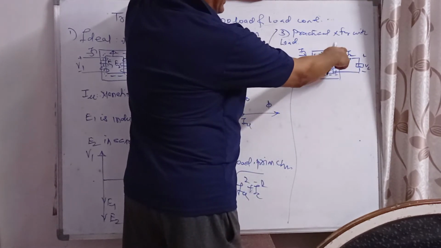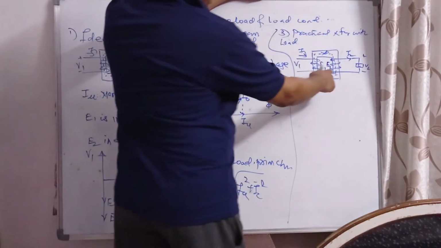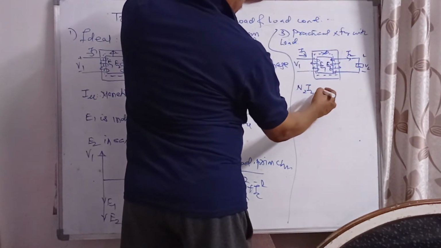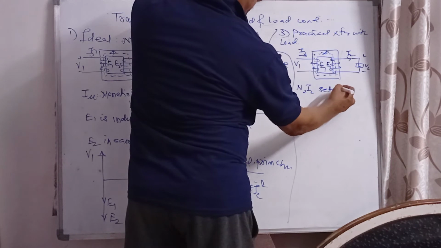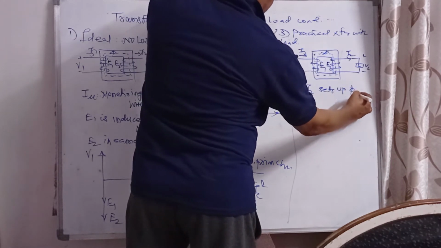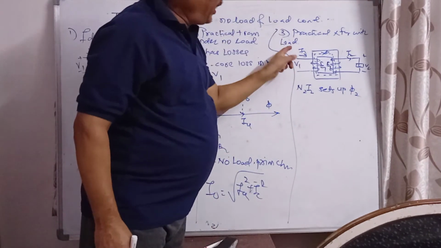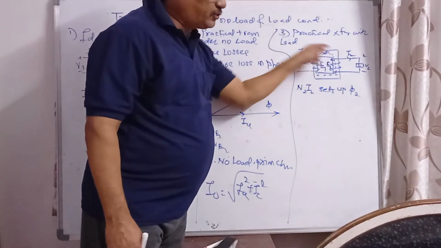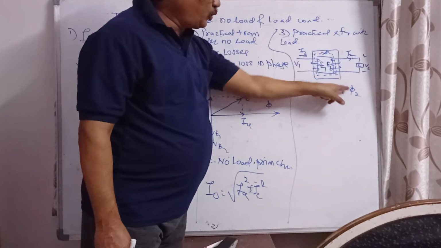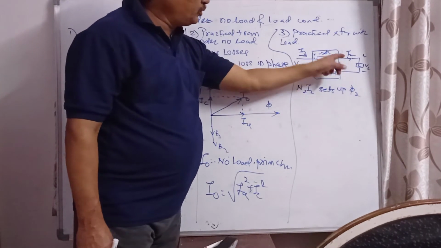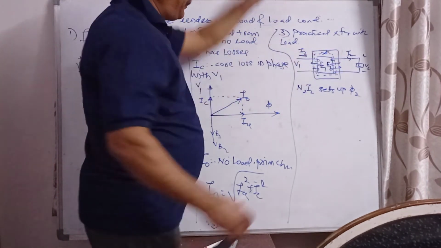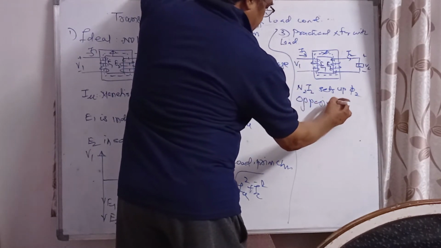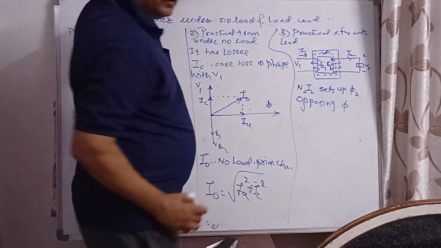But when the load is connected, I2 flows. So N2 into I2 sets up phi 2. Phi is going in this direction, generated by N1 I1. But N2 I2 will generate phi 2, that will be in opposite direction to phi. Opposing phi.